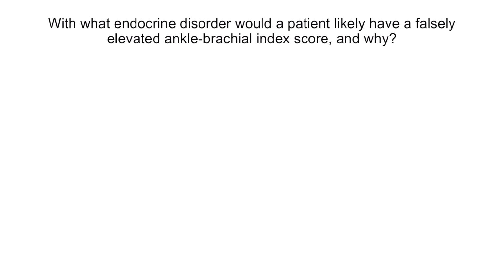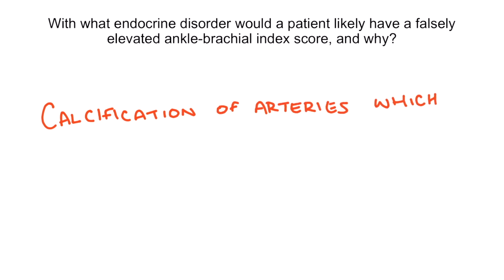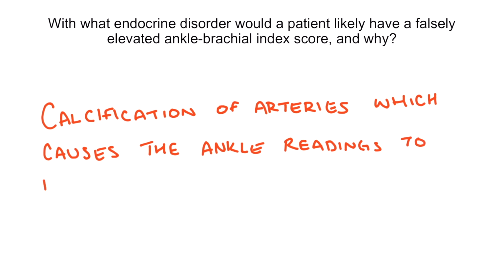All right, false elevations in the ABI come from calcification of the arteries, which causes the ankle readings to be falsely elevated. This is problematic because it can give the false impression that more blood is getting to the extremities than is in actuality. Calcification and hardening of the vessels is a common complication of diabetes, which is why Monckeberg sclerosis is more prevalent in this population.